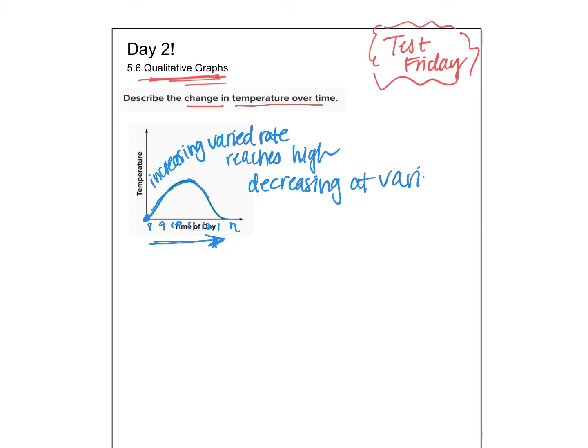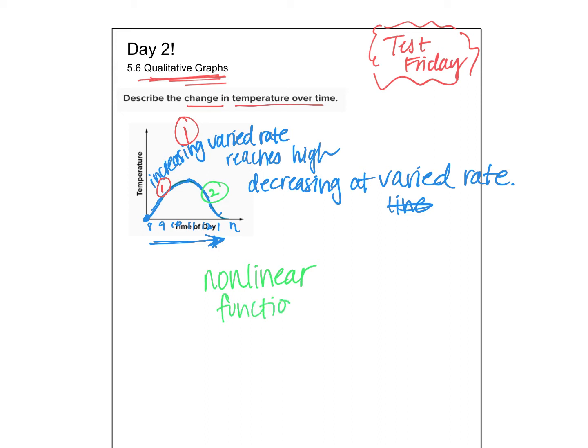Since it's not linear, it's not a constant rate. So I would say it decreases at a varied rate in the second part here. If I was describing the two parts, this would be section 1 of the graph, it's increasing, and then section 2 of the graph would be here, it's decreasing at a varied rate. This is also nonlinear because it's not a straight line. It also is a function. It does pass the vertical line test, so it's a nonlinear function.